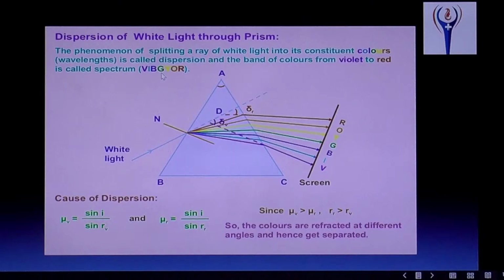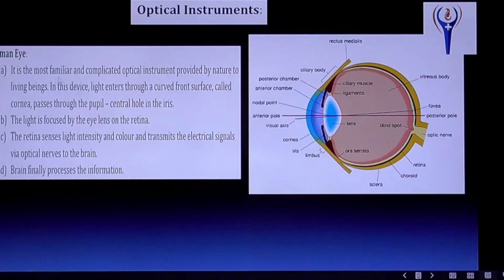Optical instruments. Yesterday itself I said the first natural optical instrument is the human eye. The human eye is the most familiar and complicated natural optical instrument, provided by nature to living beings. In this device, light enters through a curved front surface, just like light enters through a lens, called the cornea, passes through the pupil, the central hole in the iris. The light is focused by the eye lens on the retina. The retina senses light intensity and color and transmits the electrical signal via optical nerves to the brain. And the brain finally processes the information.